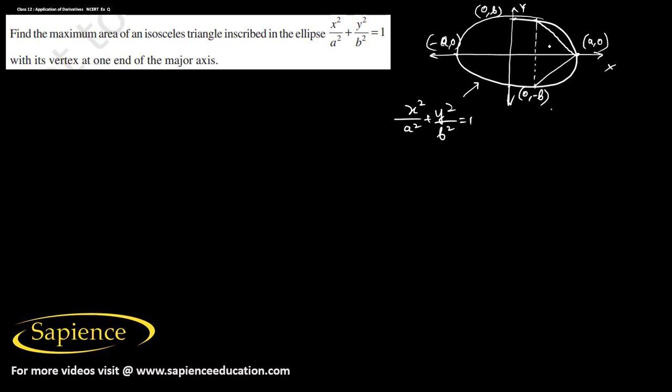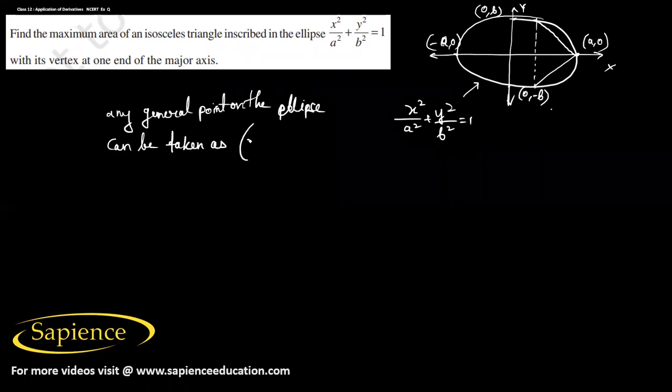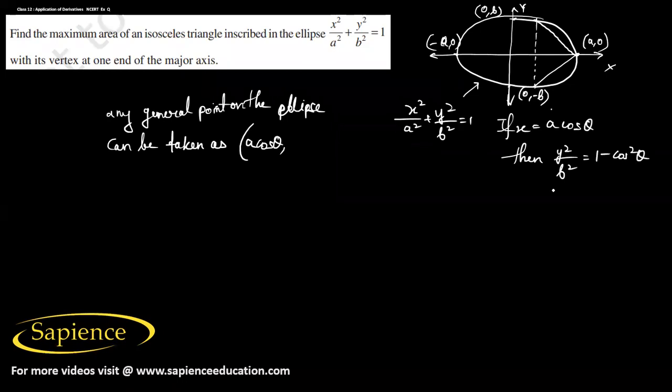So now any general point on the ellipse can be taken as a cos theta comma. So if I take x is a cos theta, then y square by b square will be equal to 1 minus cos square theta. So that is sine square theta. So y will be equal to plus minus b sine theta.